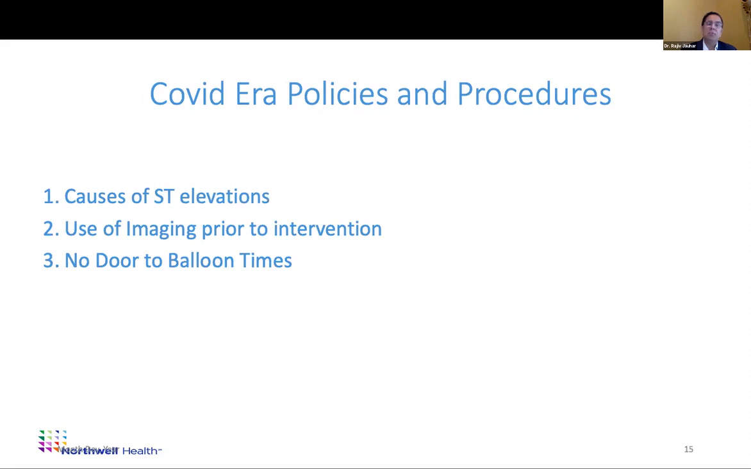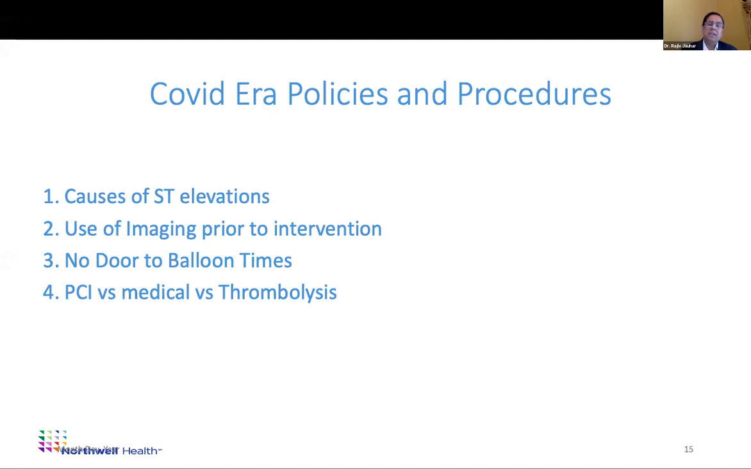The guidelines of door-to-balloon time have gone away. Our average door-to-balloon time was normally about 67 minutes in our health system, but the time from presentation and EKG to procedure, in the few patients we have done, is now running well over 3 hours.